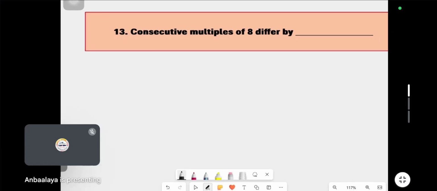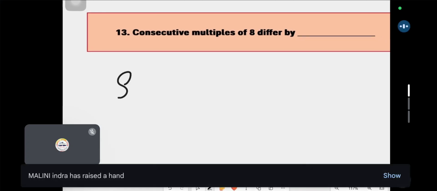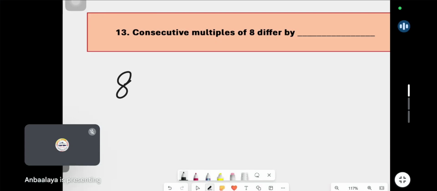Prayukta, you have a doubt? I am asking for multiples, not 8 plus 1. 8 into 1 is 8. You need to tell the 8 table.